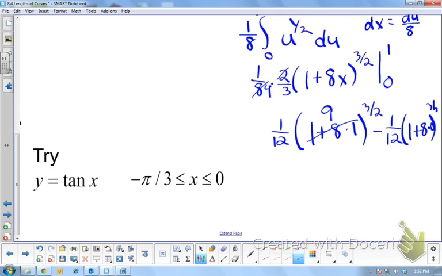If we square root first, the square root of 9 is 3. 3 to the third is 27. So we'd get 27 over 12. Oh, you got the same answer. That's impressive. 1 plus 0 is 1, so minus 1/12 is 26 over 12.